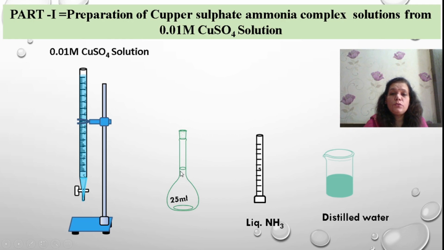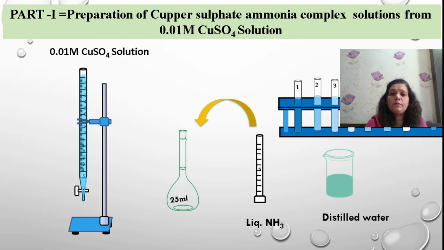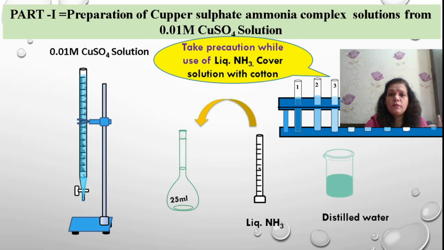As this is a colored solution, we will take care to observe the lower meniscus while adding the excess of water to this particular volumetric flask. We have to take care while utilizing this liquor ammonia because of the fumes of liquor ammonia. We have to cover the solution after preparation or after taking it in a test tube. We have to cover with cotton or immediately return the excess amount of ammonia to the container.